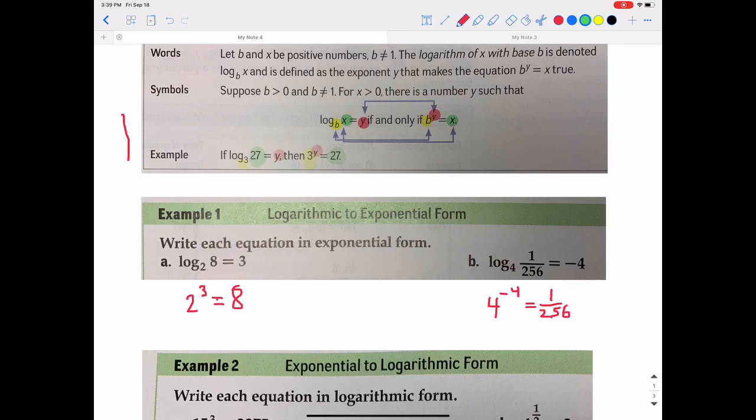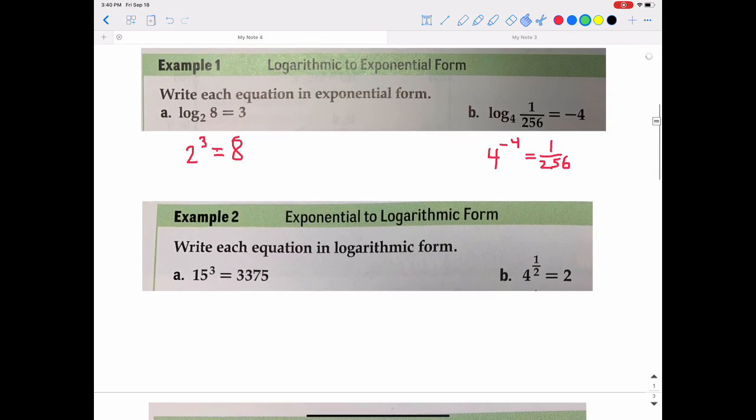And recall that negative exponents are the reciprocal exponent, so 4 to the negative 4 power actually means 1 over 4 to the positive 4 power. And since 4 to the positive 4 power equals 256, that means 4 to the negative 4 power must equal 1 over 256.